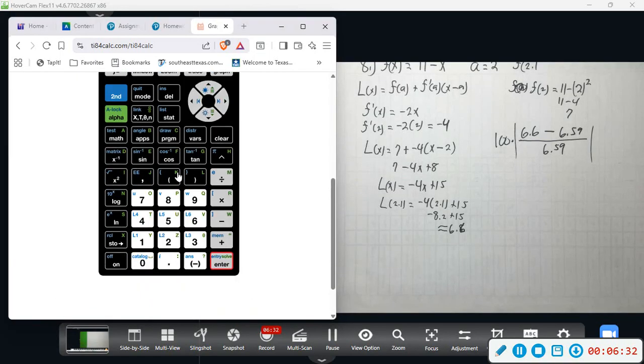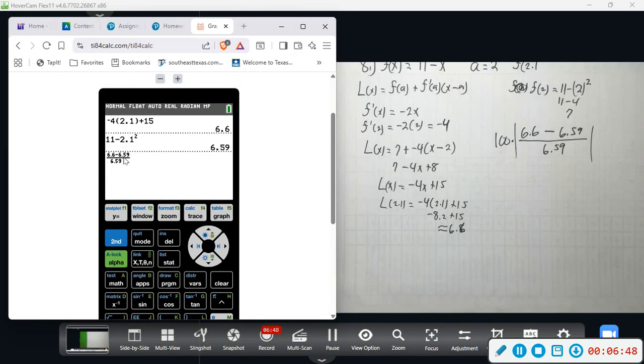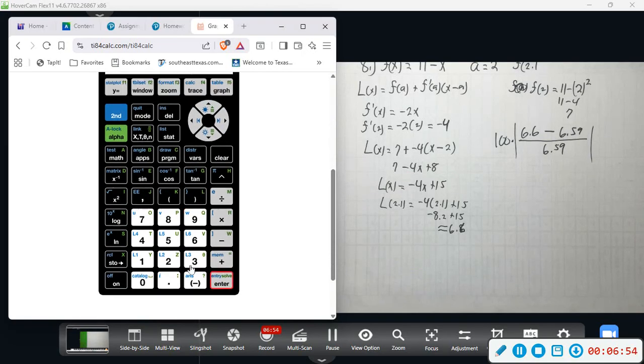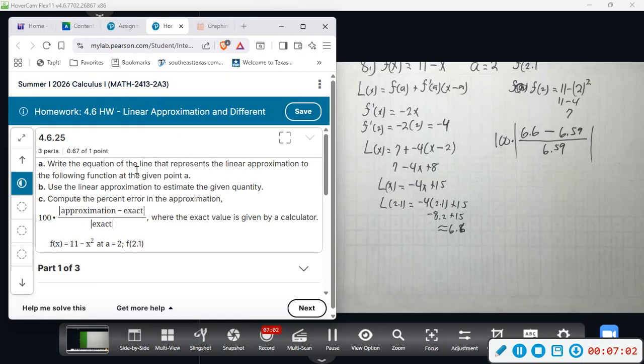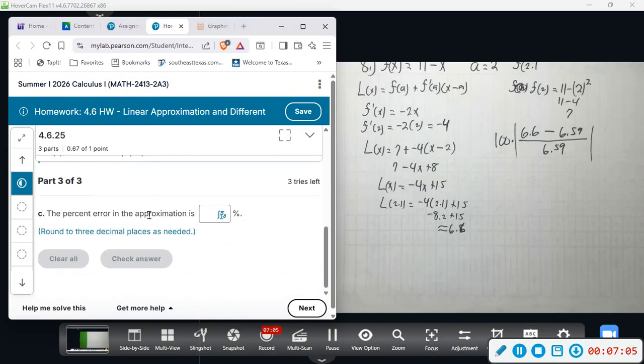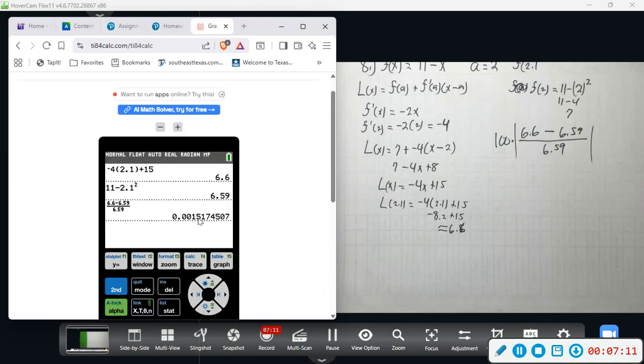Let's type it all in. It should just be 0.01 divided by 6.59, but 6.6 minus 6.59 divided by 6.59. And then move the decimal place over twice, 1, 2. So we'll get 0.15%. 3 decimal places, 0.152.